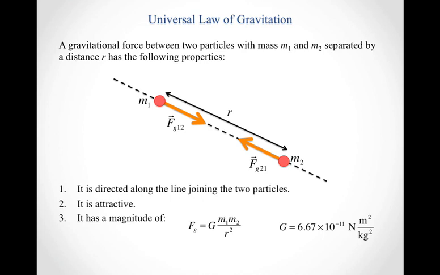Three, the magnitude of this gravitational force is given by the following equation: big G times mass 1 times mass 2 divided by the distance between them squared. In this case, big G has a value of 6.67 times 10 to the negative 11th, and one unit that we can use for this is Newton meters squared per kilogram squared. So this is how two particles interact gravitationally according to the universal law of gravitation.